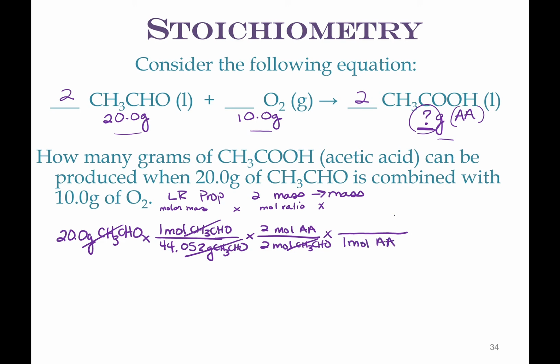I need to multiply that by the molar mass. So this is our general approach every time we do mass to mass: molar mass times mole ratio times molar mass. We're doing the molar mass of acetic acid in this case because that's what we're going to. That's the question mark, 0.052.